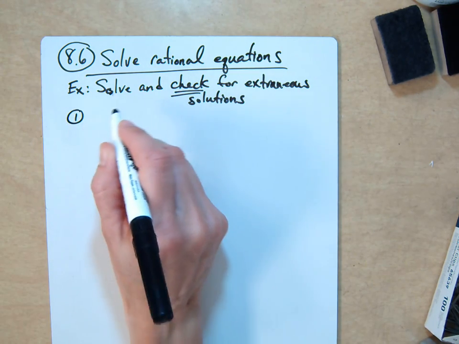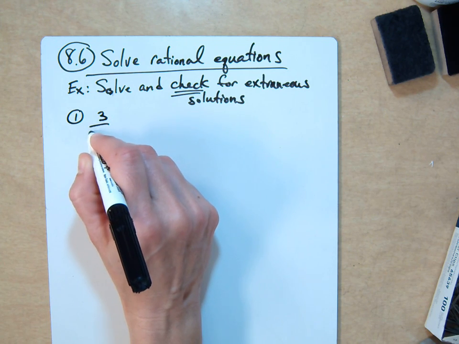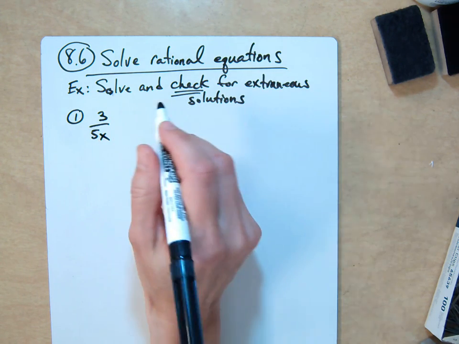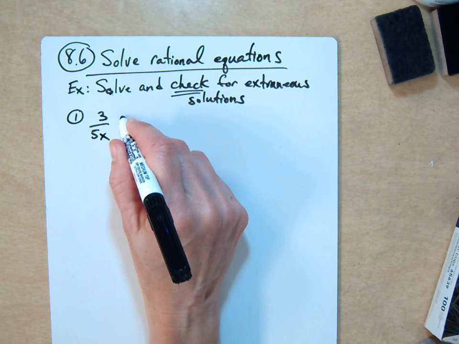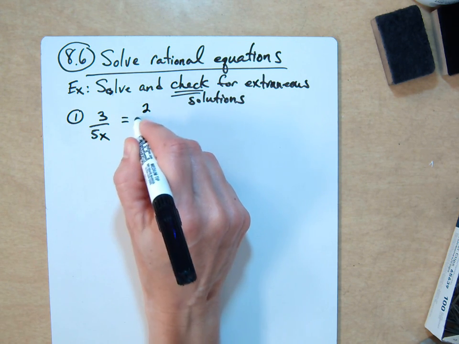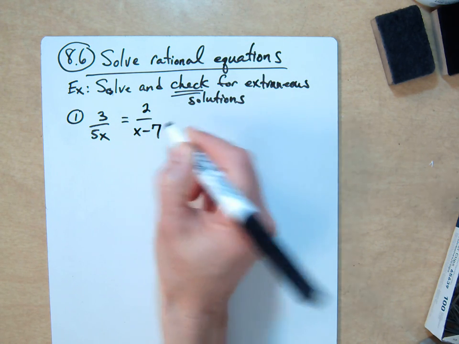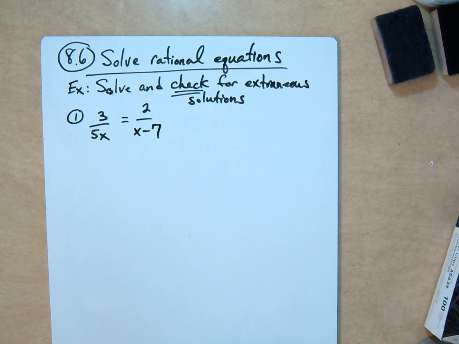So the first one is 3 over 5x equals 2 over x minus 7. You've done some of these at the Algebra 1 level, the basic ones. We're just solving for x here.